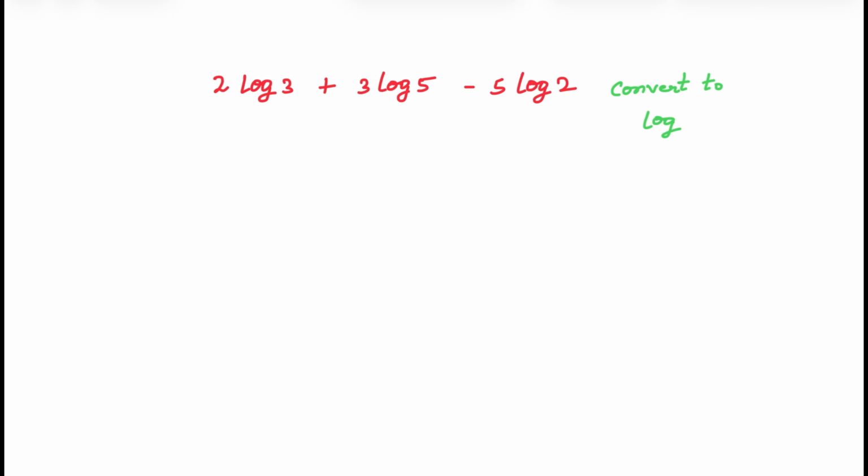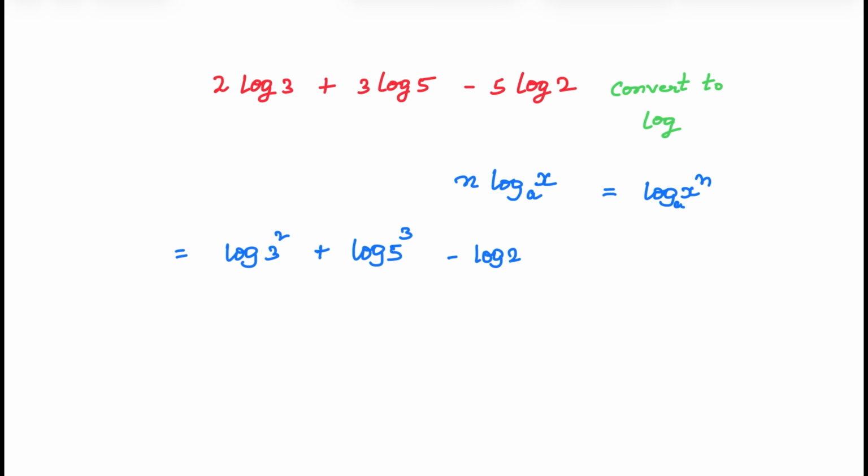Here we have to convert this logarithmic expression to a single logarithm. See, we already know n log x base a equals log x power of n base a. So we can write like this: log 3 square plus log 5 cube minus log 2 power of 5.